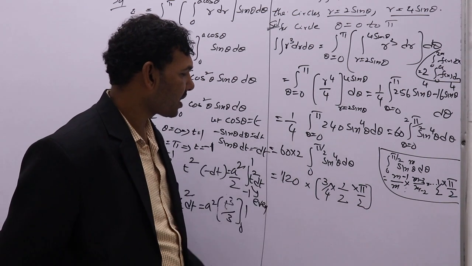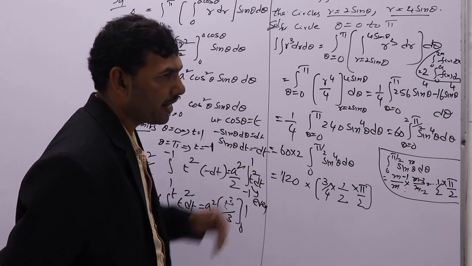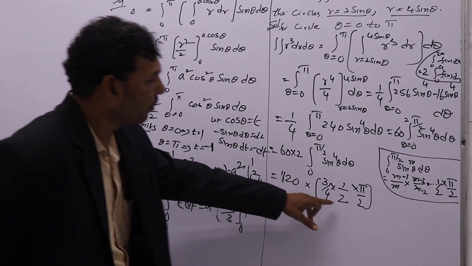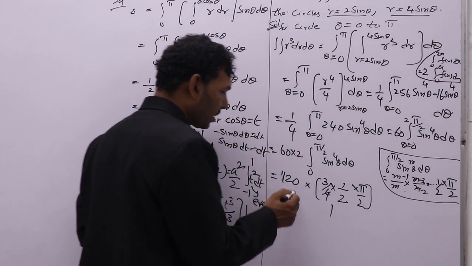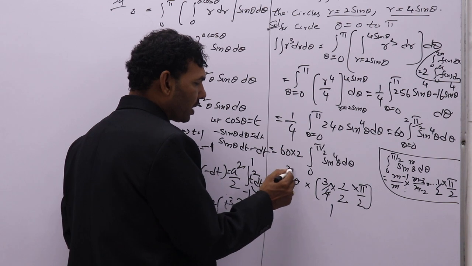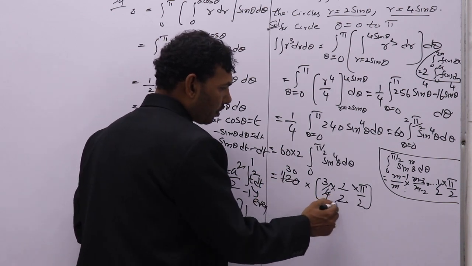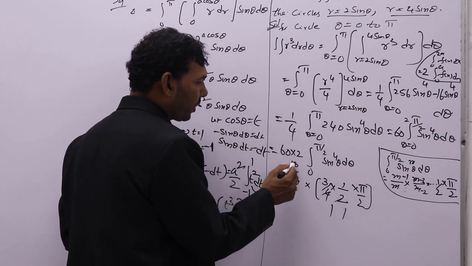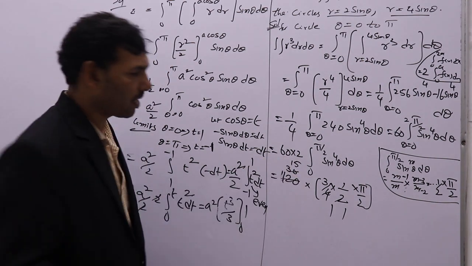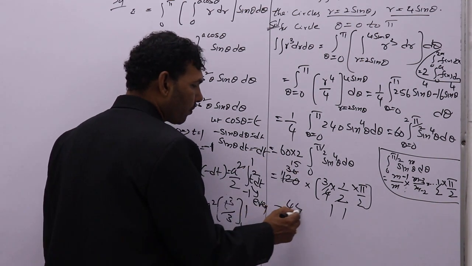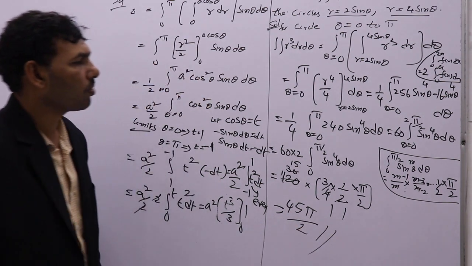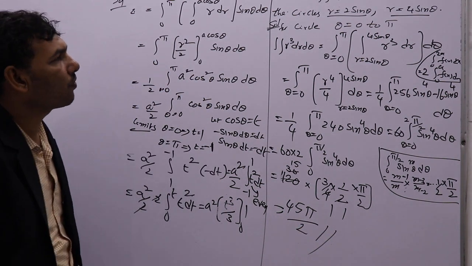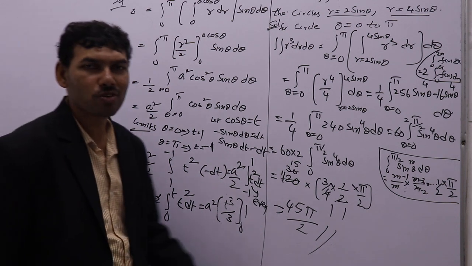4 fours are 16. If you cancel this like this, we will cancel first. 4 ones are 4, 4 threes are 12, 30. 2 ones are 2, 15s. 15 threes are 45. Pi. One more 2 is there. This is the answer. Are you clear? Using that formula we evaluated. Any doubts, you can express.